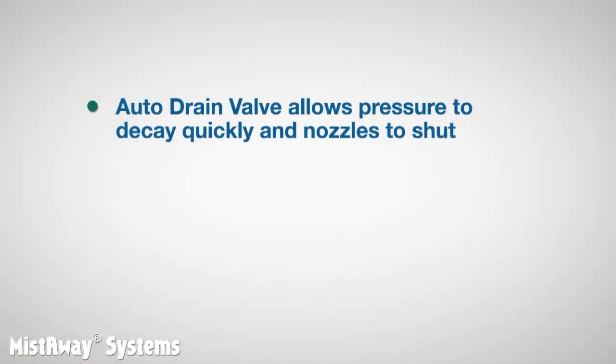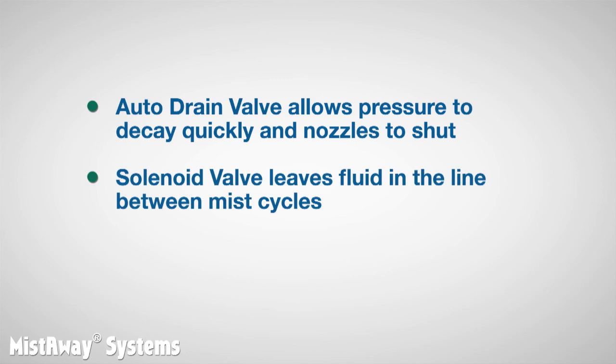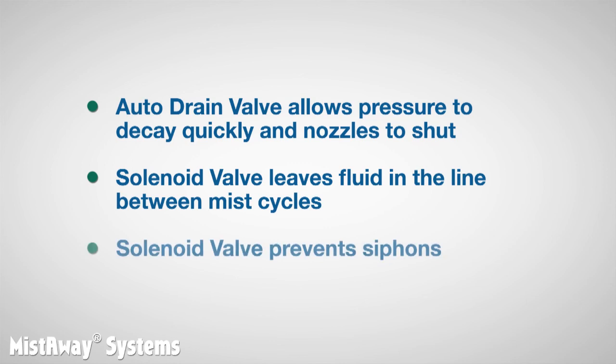Now let's end this video by quickly summarizing what we covered. First, to prevent dripping nozzles at the end of a mist cycle, MistAway systems incorporate an auto drain valve downstream of the pump that allows the pressure in the nozzle circuit to decay quickly at shutdown. Second, to ensure the nozzles begin misting quickly at startup, the systems incorporate an electronic solenoid valve that works to leave fluid in the lines between mist cycles. And third, that same solenoid valve prevents a siphon resulting from a cut in the nozzle circuit from emptying the insecticide reservoir out onto the ground.